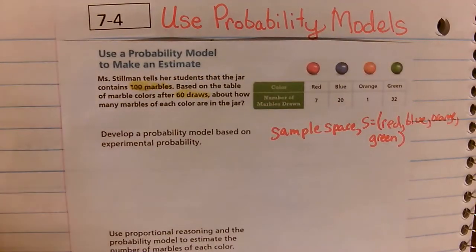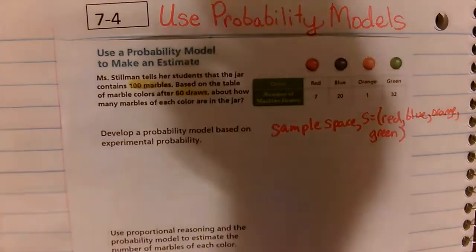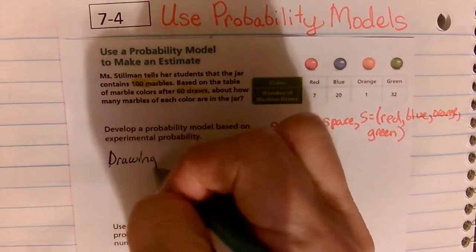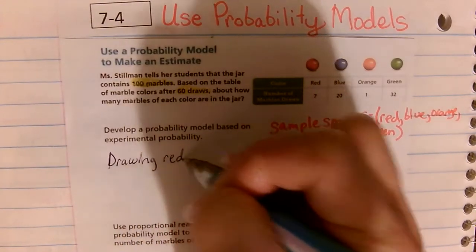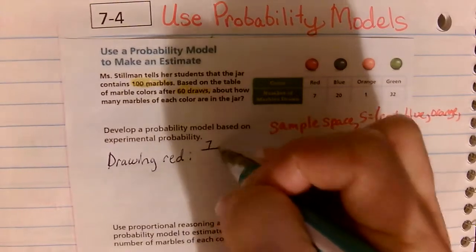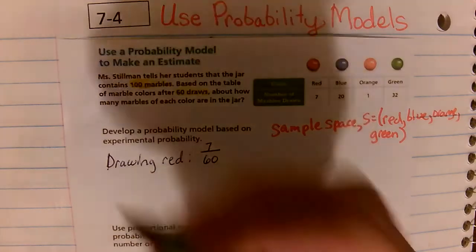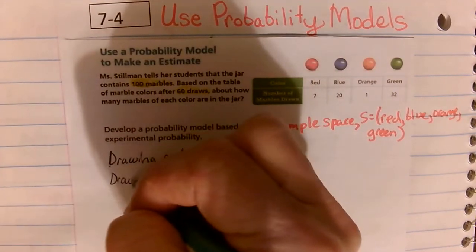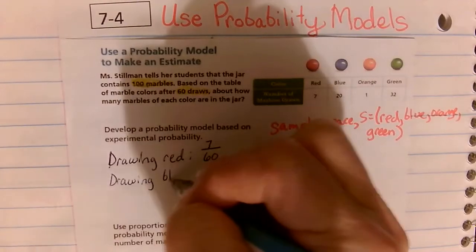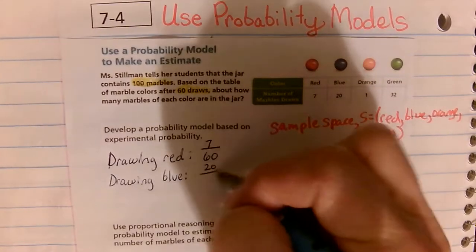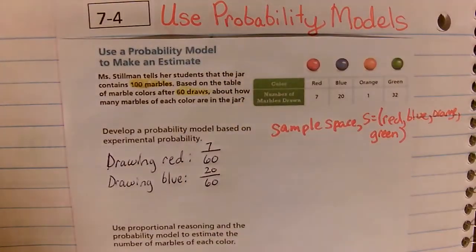Okay? Now let's list 4 possible events and their experimental probabilities based on the information. So, drawing red was 7 out of 60. Drawing a blue marble, that was 20 out of 60. Notice I'm not bothering simplifying yet, and that's fine.